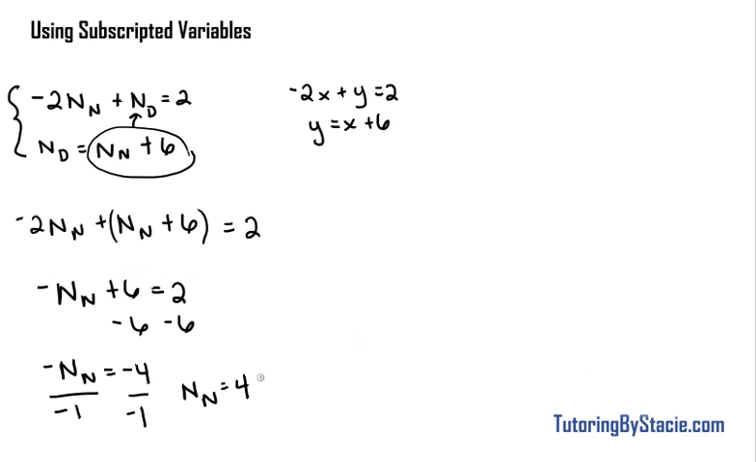Now let's put that positive 4 back in place of n sub n. So we get n sub d equals 4 plus 6, and n sub d equals 10. And that's how simple it is to use subscripted variables. You simply use them as though they were your normal x, y, a, b, whatever you're used to using.